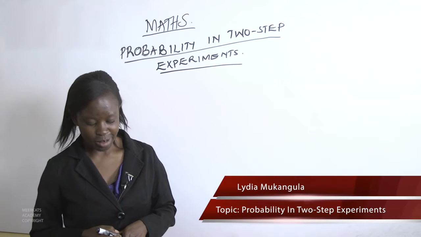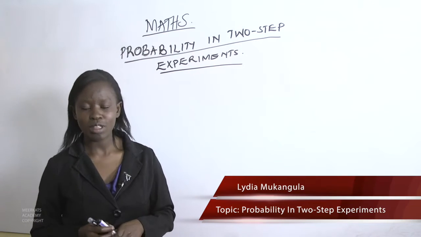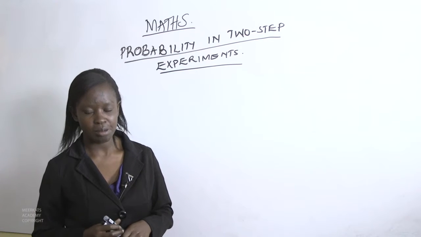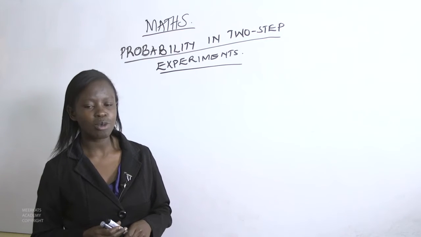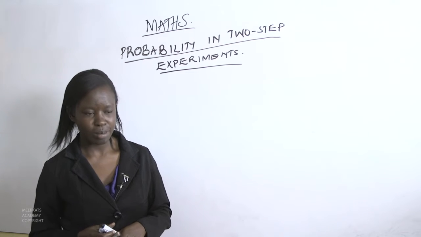Welcome to today's lesson. We are going to look at probability in a two-step experiment. We've been looking at one-step experiments, but now we have a two-step experiment. What do I mean by a two-step experiment?